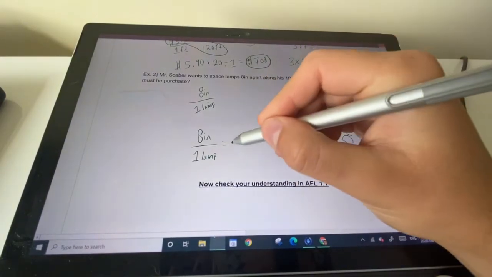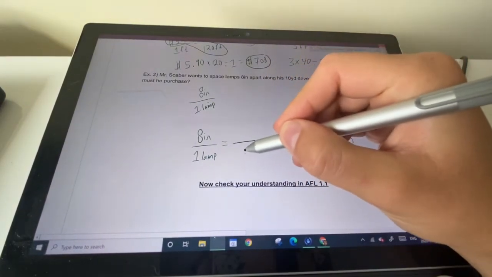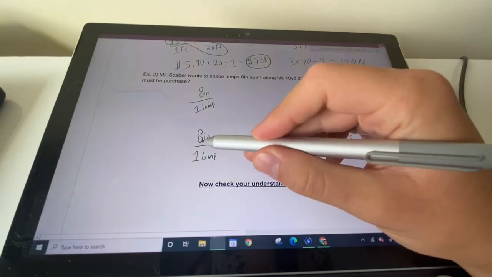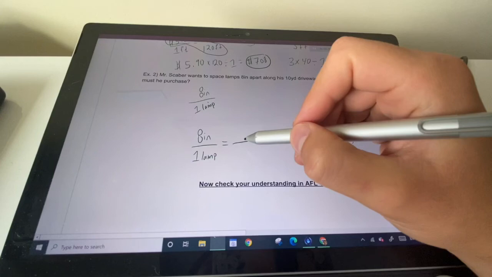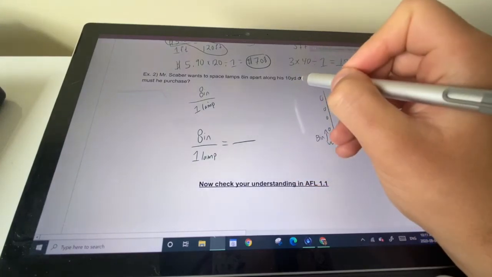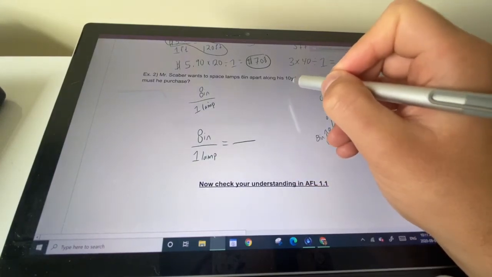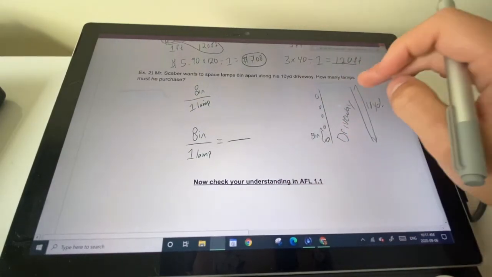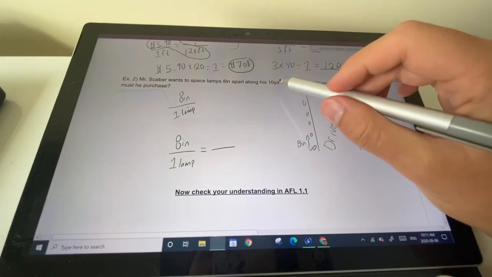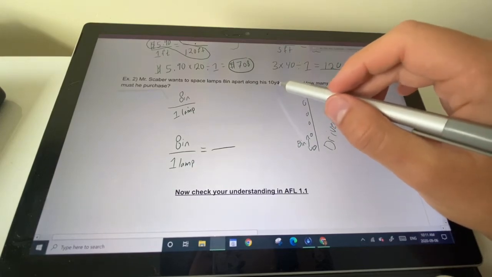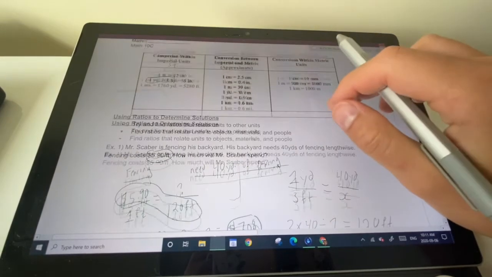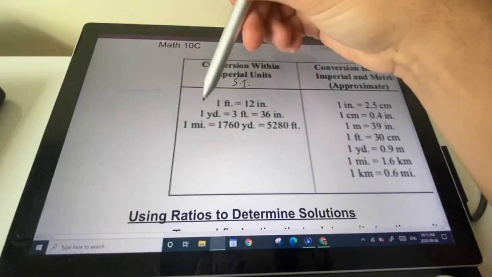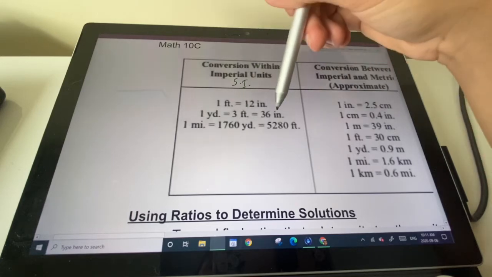We could put 10 yards on the top here and figure out how many lamps you get for 10 yards. But the problem is, in order to use this ratio, the top number has to be measured in inches, not in yards. So we're going to have to convert yards to inches and then plug it into our ratio here. So let's do that. First off, how many inches is in 1 yard? Okay, let's figure out what conversion we can use. We can see here that 1 yard equals 3 feet equals 36 inches.